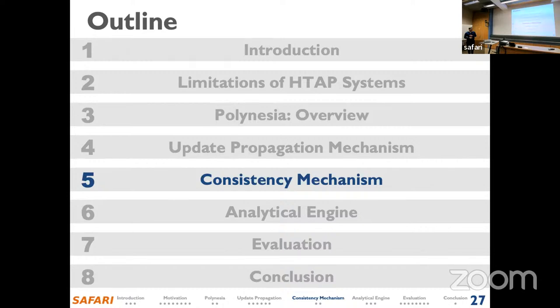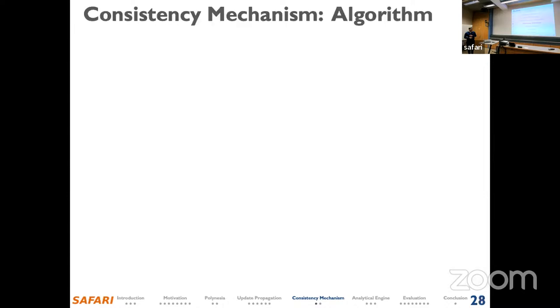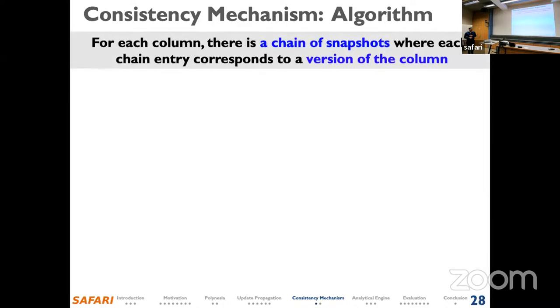Then the consistency mechanism that you have in Polynesia. Again, we're going to have an algorithm. Here for each column, we are going to mix both snapshotting and MVCC together. For each column, we are going to have a chain of snapshots. So it's not going to be only snapshotting of the entire thing like before. For every column, we're going to have a chain of the column, where each entry corresponds to a version of that column.